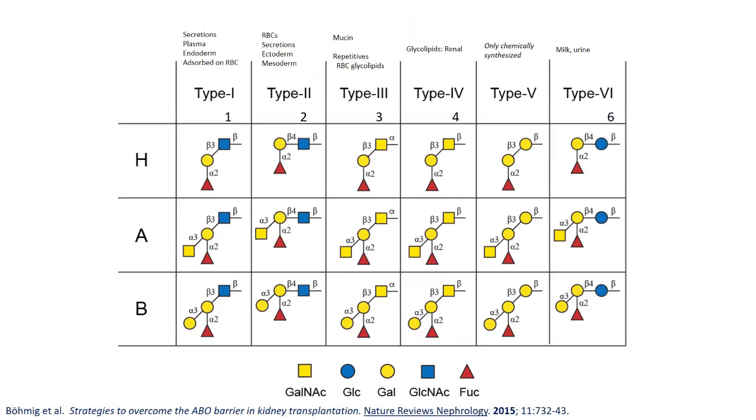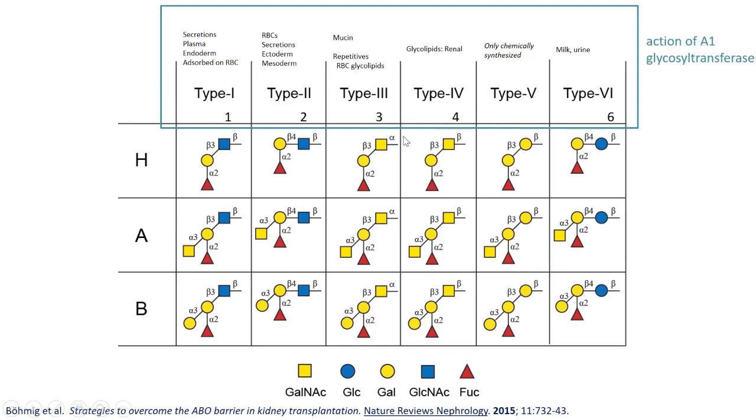You can see here that there are 6 different kinds of sugars upon which the ABO system can be expressed. Type 1 and type 2 are the most commonly expressed antigen types, and they are the ones of high relevance on our red cells, as well as in our plasma and our secretions with adsorbable antigens. So a bonus layer, so to speak, for red cells and platelets.